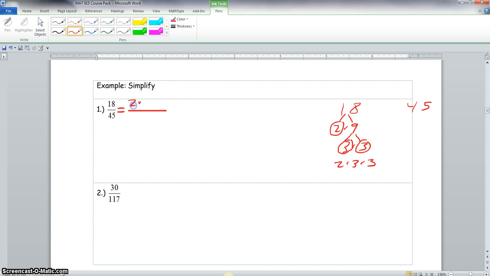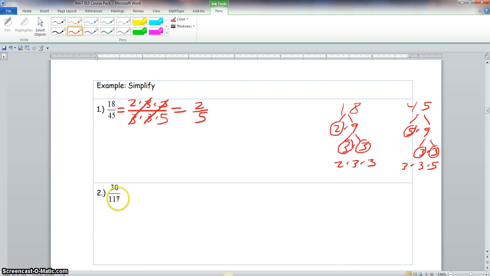So our numerator would be 2 times 3 times 3. Now we do 45. We have 5 times 9. 5 is prime, 9 is not. 9 breaks down to 3 times 3. So we will have 3 times 3 times 5. Now our denominator would be 3 times 3 times 5. Now we simplify this. We have 3's in common here, 2 sets of 3's. So they simplify out, and that leaves us 2/5.